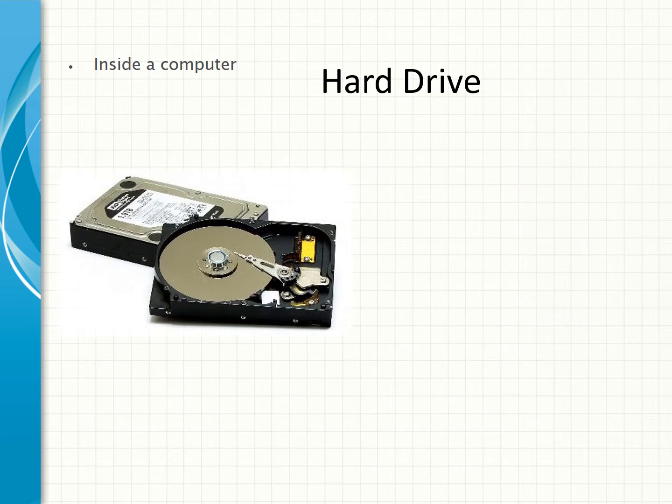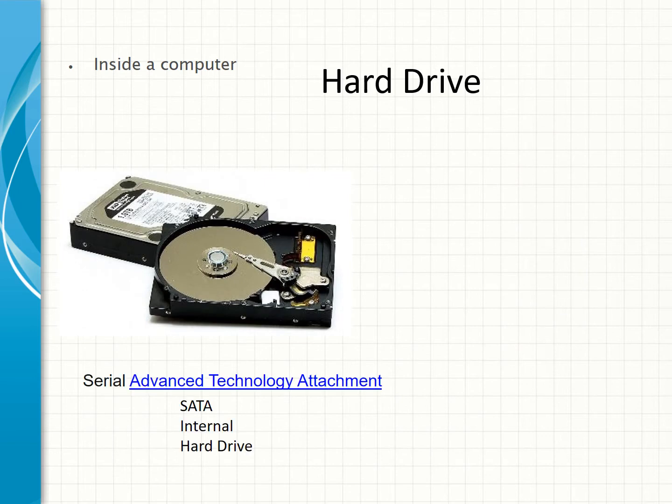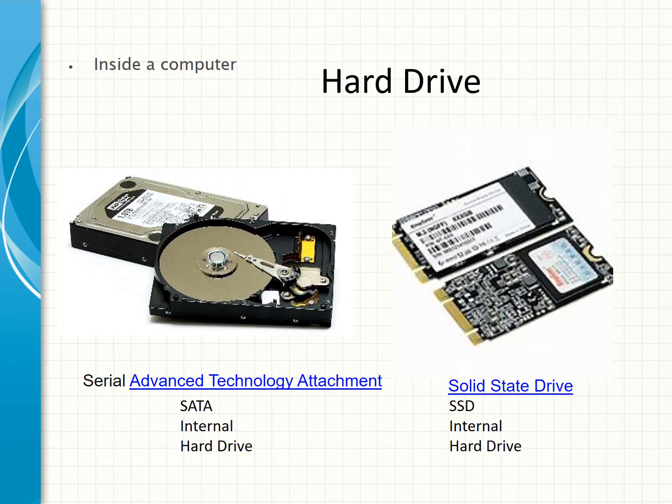SATA, or Serial Advanced Technology Attachment hard drives, have internal metal disks that spin. SSD, or solid-state drive hard drives, have no internal moving parts. These new drives for PCs are much larger and faster than the SATA, but also are more expensive.